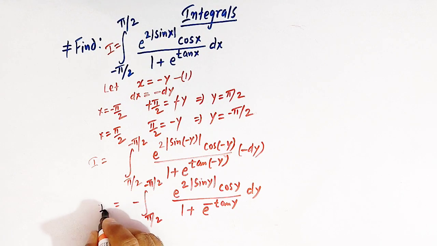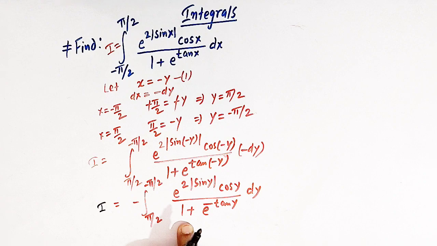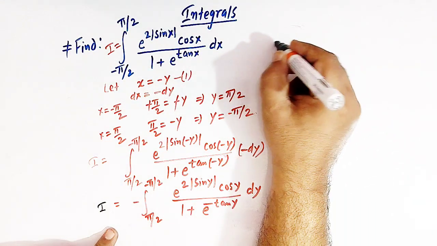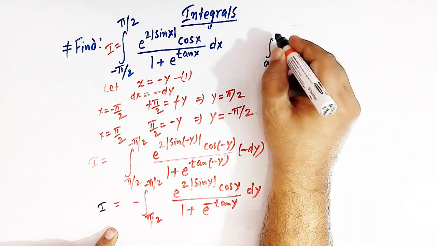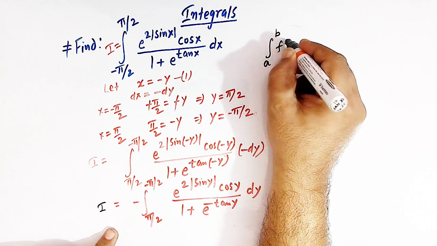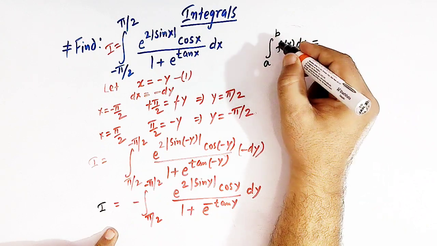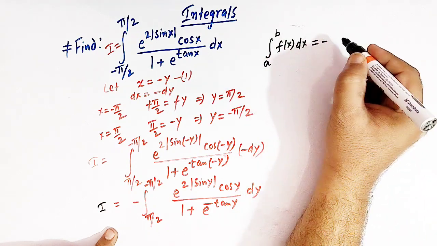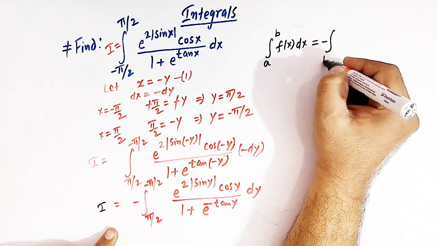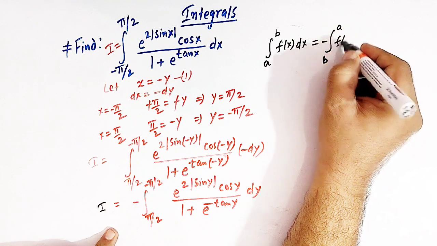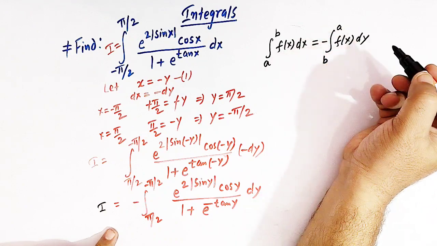So now I is given by this integral. Here we'll make use of one important property of definite integrals. That is, if we have the integral from a to b, f of x dx, then if we interchange the limits, we put a negative sign before the integral. So we have b to a, f of x dx.